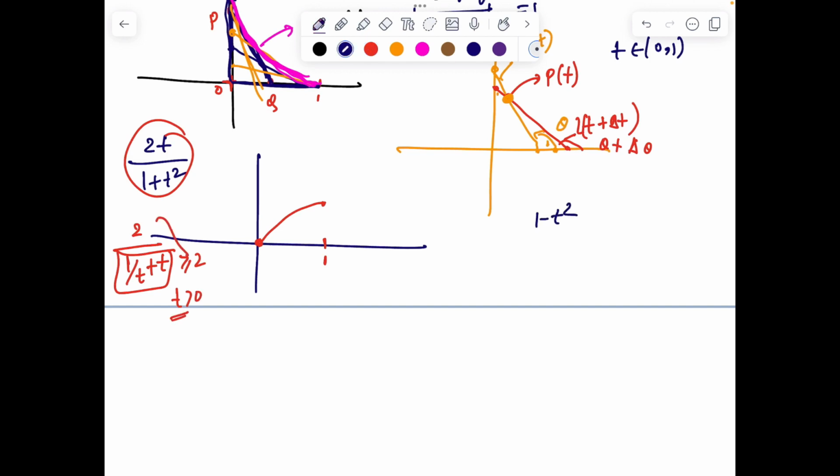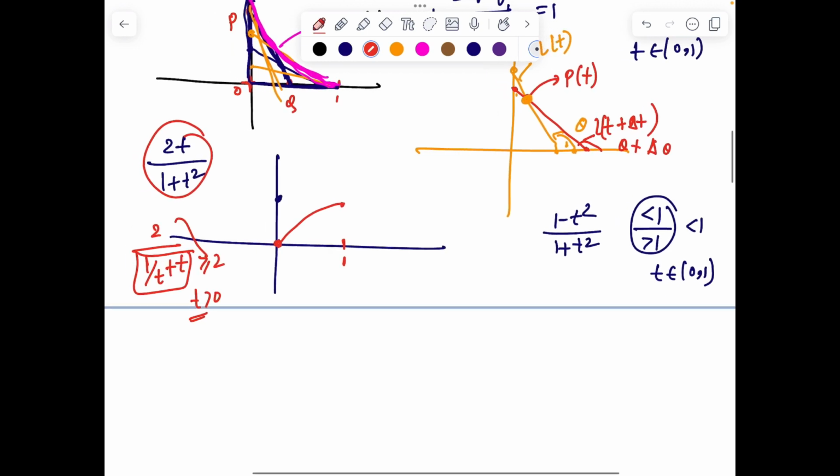Similarly if you look at 1 minus t square by 1 plus t square, so clearly ऊपर वाला is less than 1, नीचे वाला is more than 1, so overall fraction is less than 1, t belonging to 0 to 1 में. अब 0 पे ये 1 होने वाला है और फिर 1 पे 0 होने वाला है, तो कुछ इस टाइप का फंक्शन जनरेट होगा.